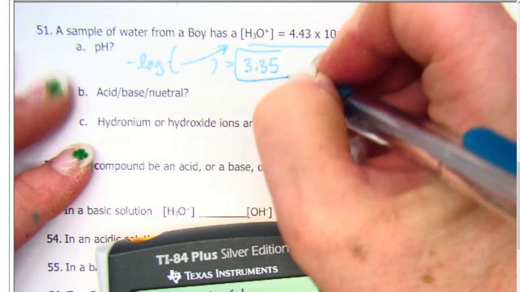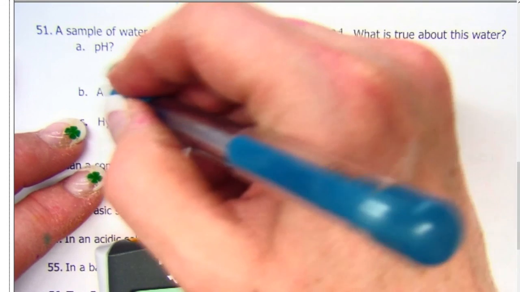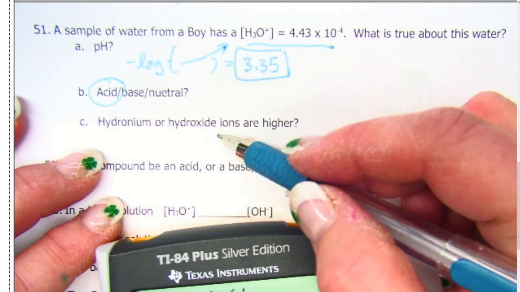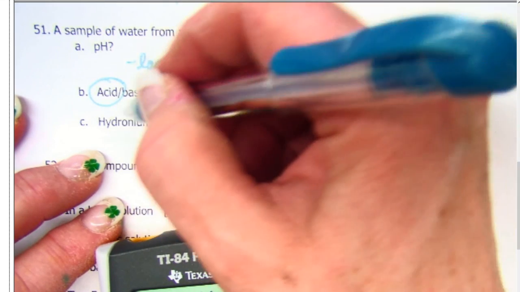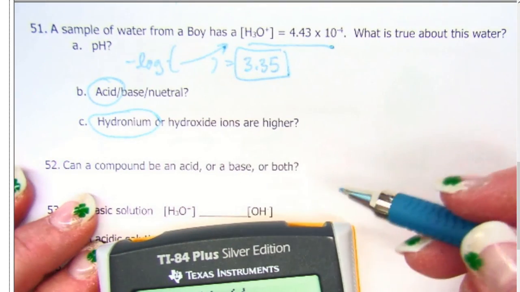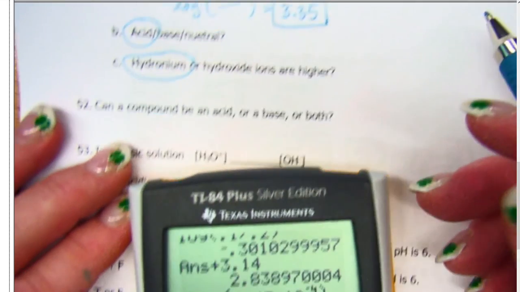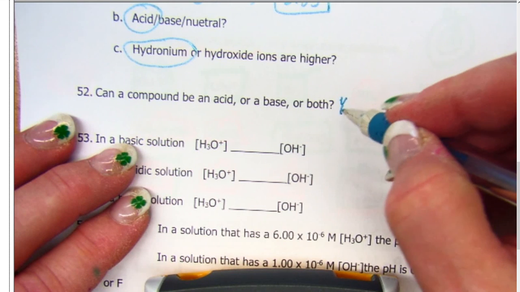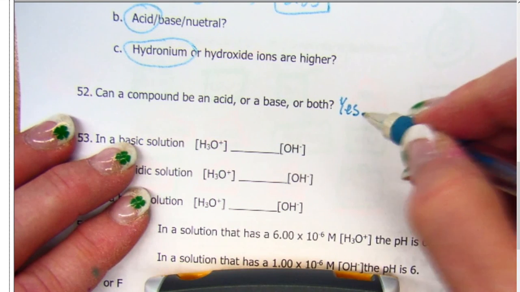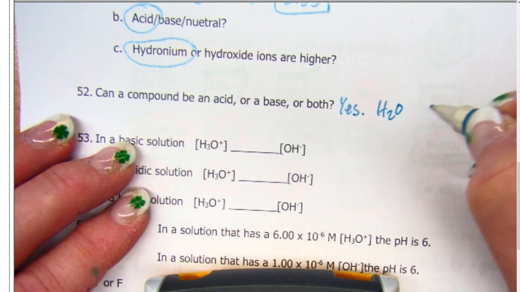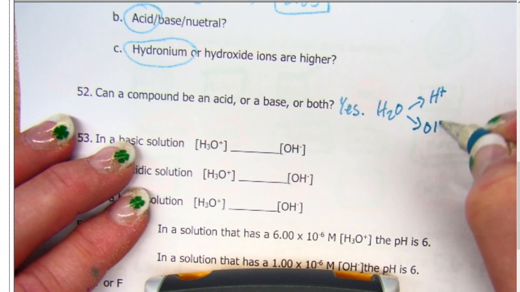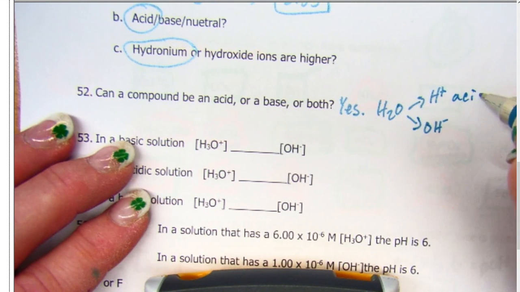3.35. Is this acid, base, or neutral? It's acid. Are hydronium ions or hydroxide ions higher? Well, in an acid, hydronium ions are higher. Hydroxide would be for a base. Can a compound be an acid, a base, or both? Yes. We have water that can act as an acid, giving off H+, or act as a base, giving off OH-. This is called amphoteric.